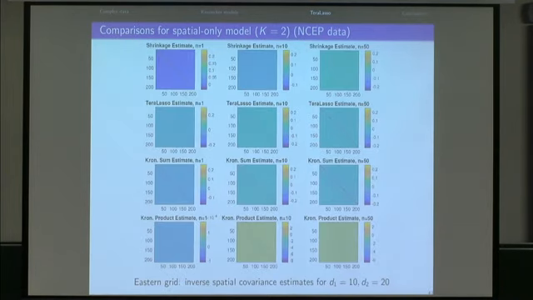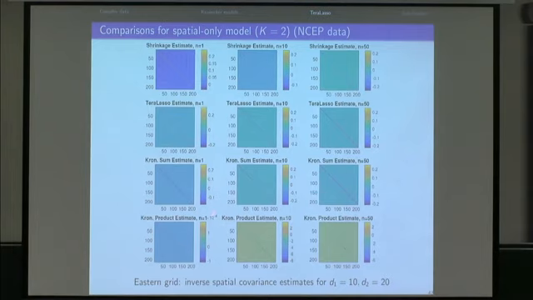This just shows comparisons for different types of estimates: a standard shrinkage estimate in a maximum likelihood framework, but now with an L2 squared penalty that introduces shrinkage into the inverse covariance. Here's the Teralasso estimate, the Kronecker sum estimate, which is the other algorithm I was talking about, and then this is the Kronecker product algorithm.